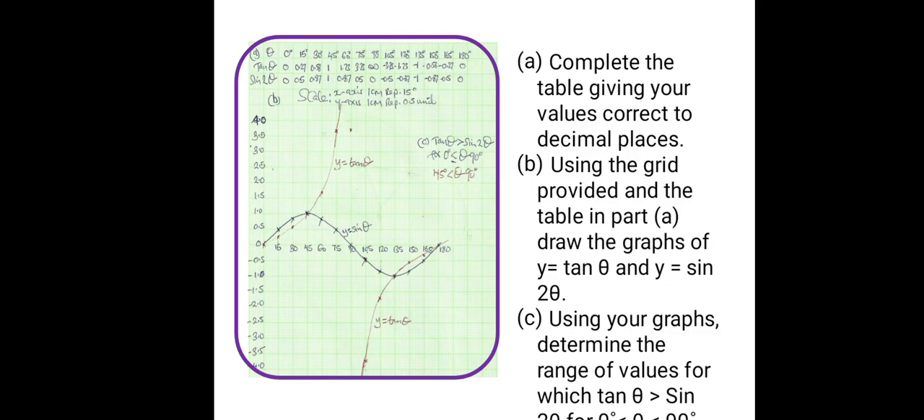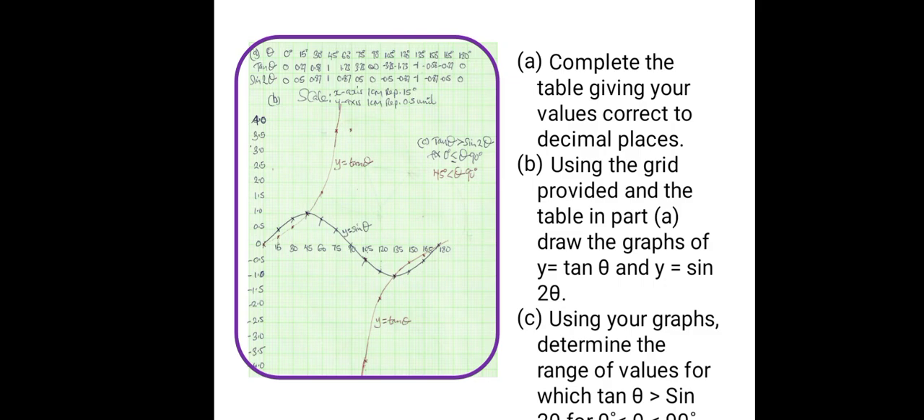Complete the table giving your values correct to 2 decimal places. B. Using the grid provided and the table in part A, draw the graphs of y = tan θ and y = sin 2θ.